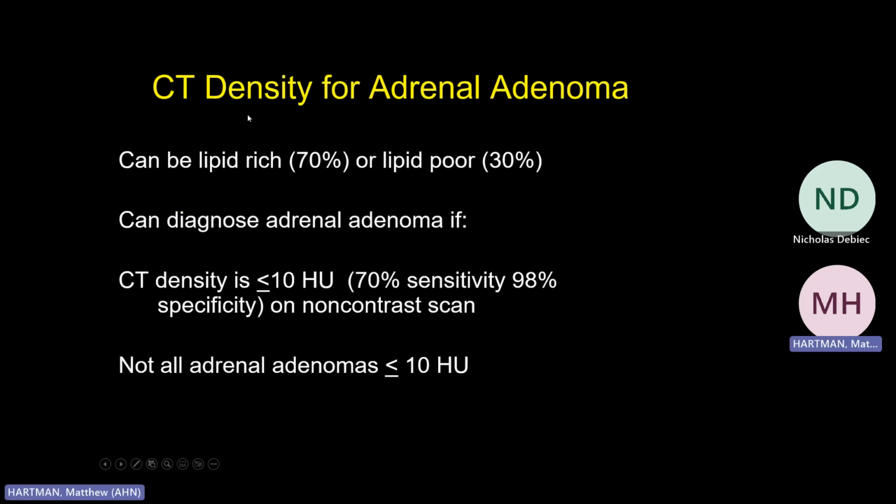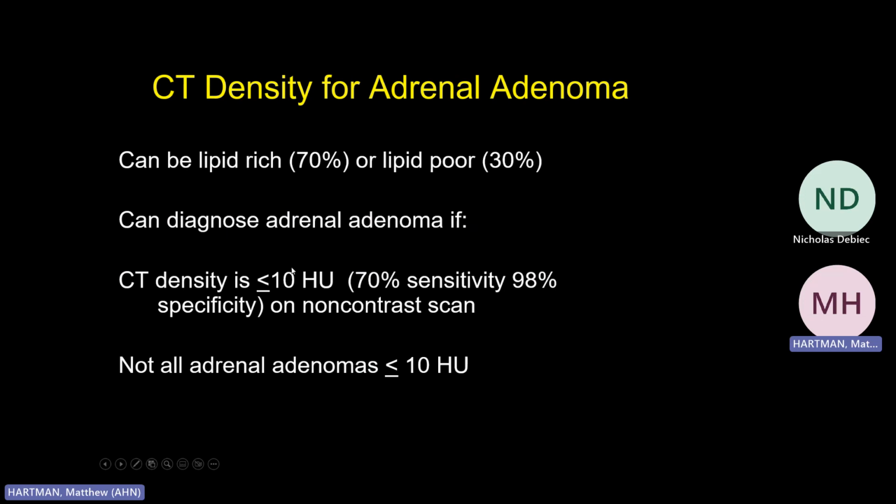So let's review CT density and apply it to adrenal adenomas. So adrenal adenomas can be lipid-rich, 70%, or lipid-poor. We can diagnose adrenal adenoma if on a non-contrast, your value is less than 10 Hounsfield units. Again, this assumes that you have a homogeneous lesion.